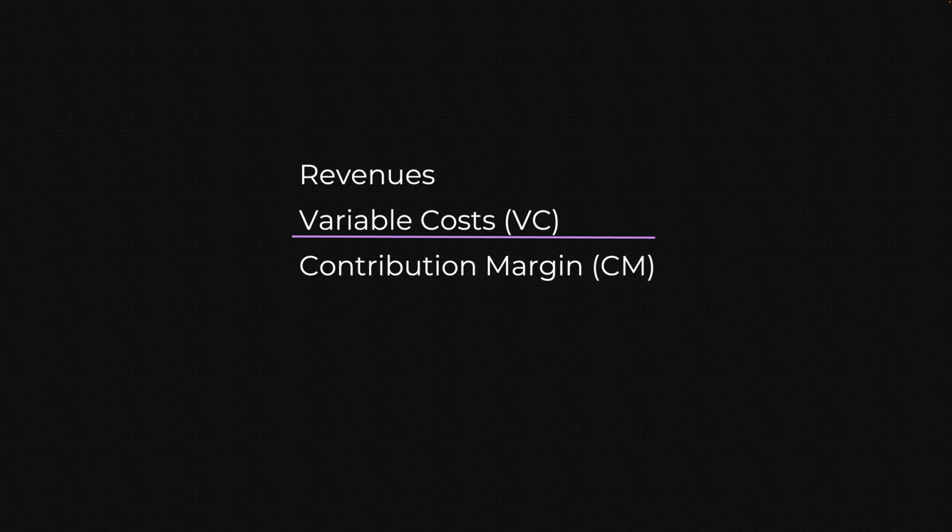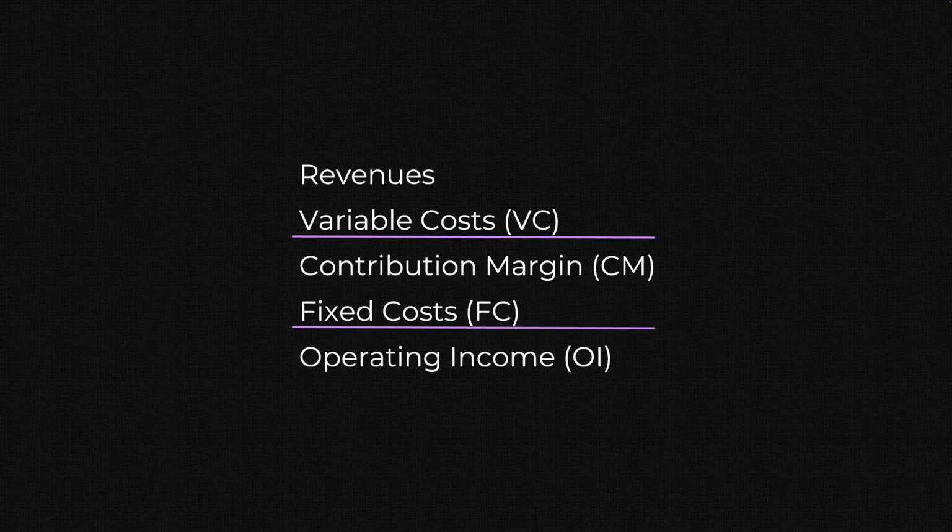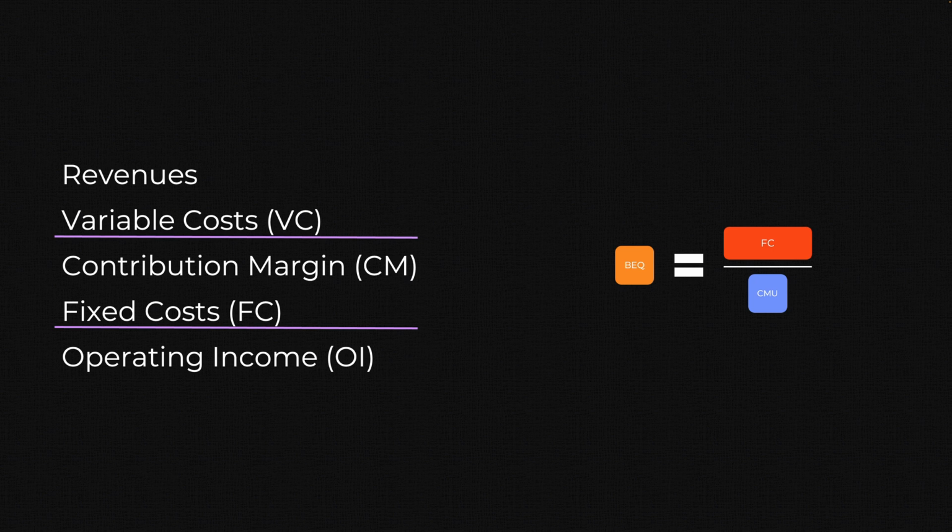Now, in order to break even, we need to cover our fixed costs. So we need to get our fixed cost data, and all of this equals operating income. To determine break even, we actually don't need operating income as a line item, but it can be nice to have. Once we have the data that we need, we're going to use the formula we've been using. The break even quantity is equal to fixed costs divided by the contribution margin per unit.